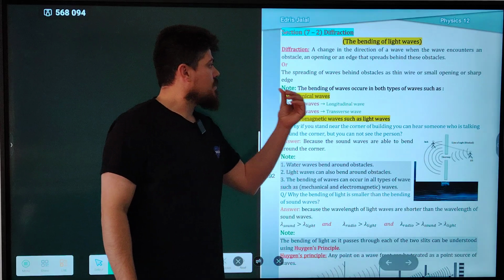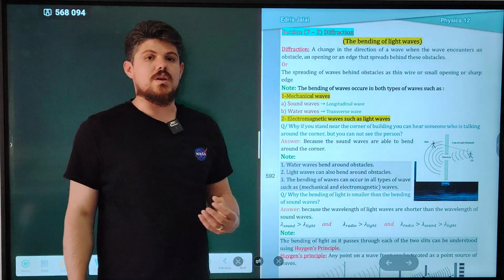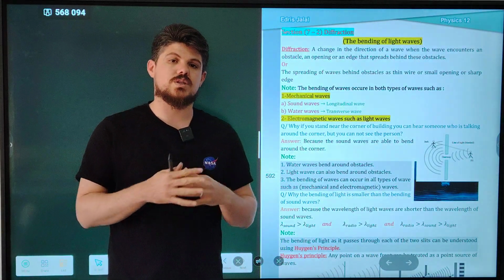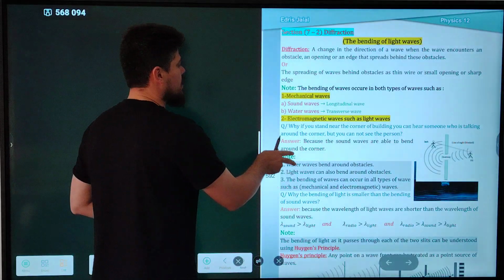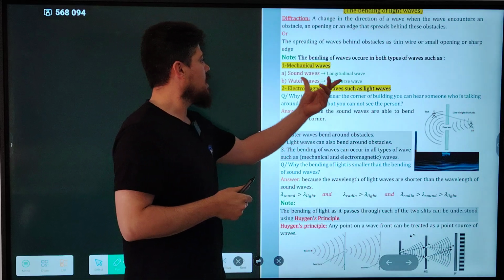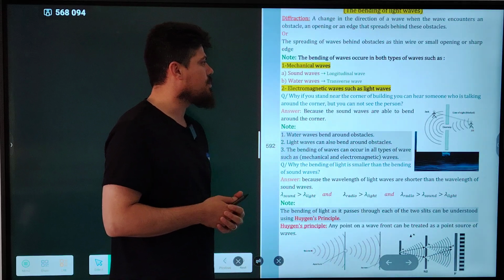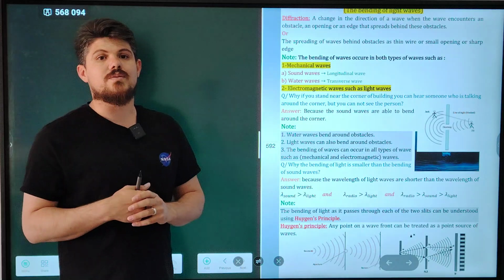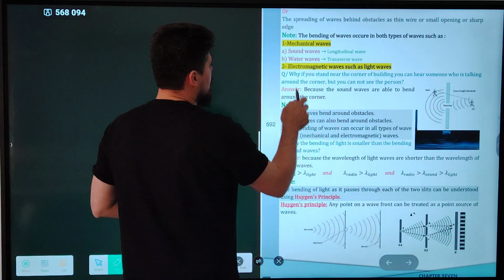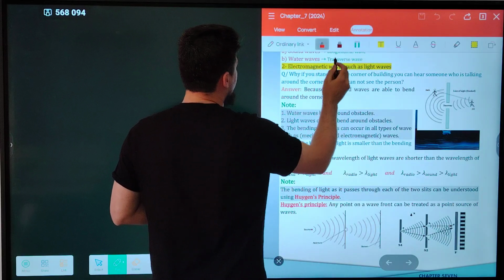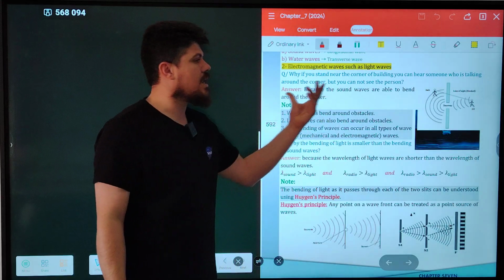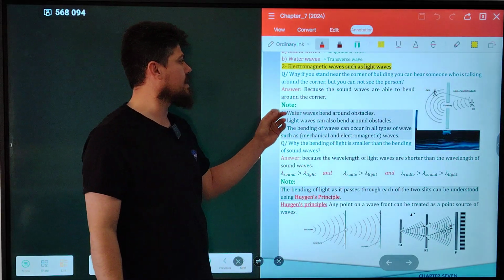The bending or diffraction of waves occurs in both types of wave, mechanical and electromagnetic waves. So it means that diffraction will occur in all types of waves, such as mechanical waves or electromagnetic waves. In mechanical waves, there is the bending of the sound wave, which is a longitudinal wave, and the water wave. The water wave can diffract or bend when it encounters a sharp edge or small opening or something like this. Electromagnetic waves also can diffract, such as light waves, okay, or other types of electromagnetic waves.